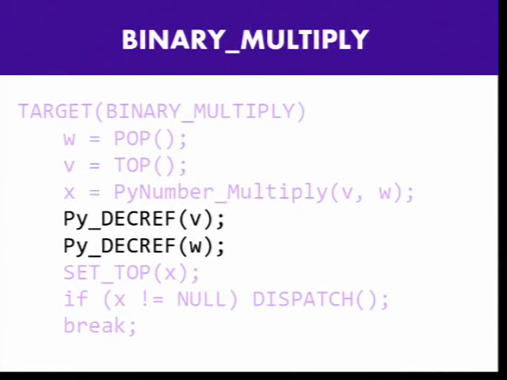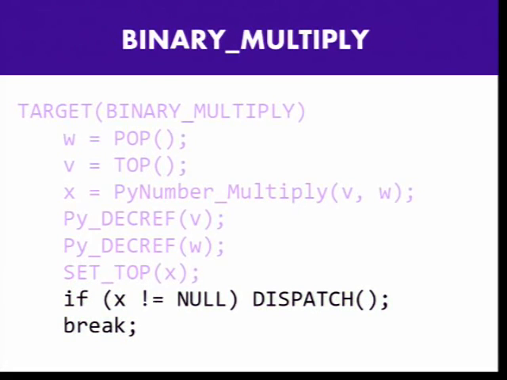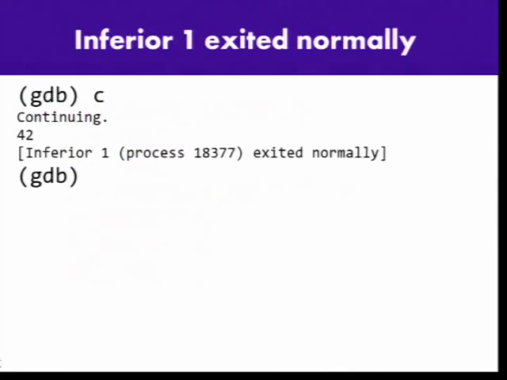Back here, we now throw away the references for V and W. And we are certain that they were legitimate references, so this is not XDECREF. We set the top to the result, and if it was null, then it happens to be null. And if it was not null, we call dispatch, which for switch threaded jumps to the bottom, and for goto, it actually goes to the next instruction, unless X is null, in which case we're going to break, and we're going to go down to housekeeping, and we're going to handle returning the result.